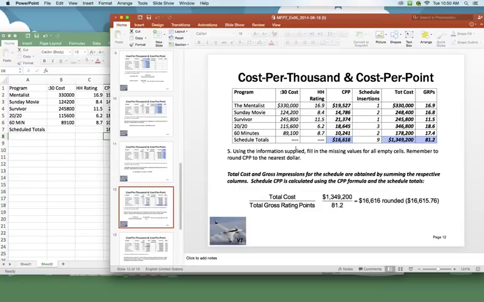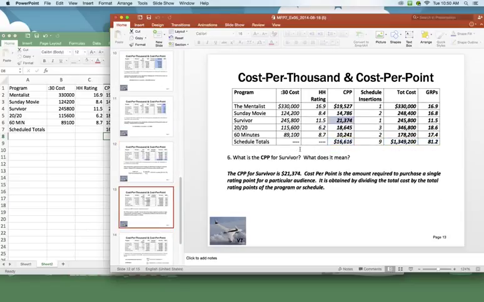So, they ask next, what is the CPP, cost per point for Survivor? Well, we already know that. And so what does that mean? It is the amount required to purchase a single rating point for a particular audience. And remember, this is based on a particular universe that we're looking for. And so again, we do a lot of numerical comparisons here to get to this figure.